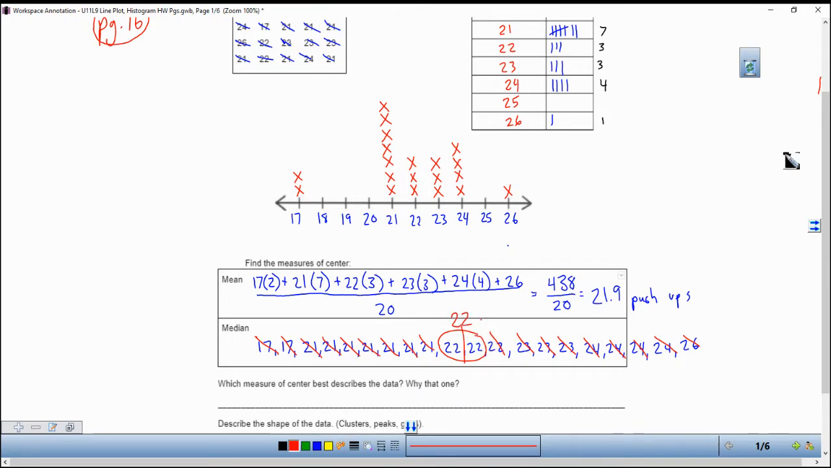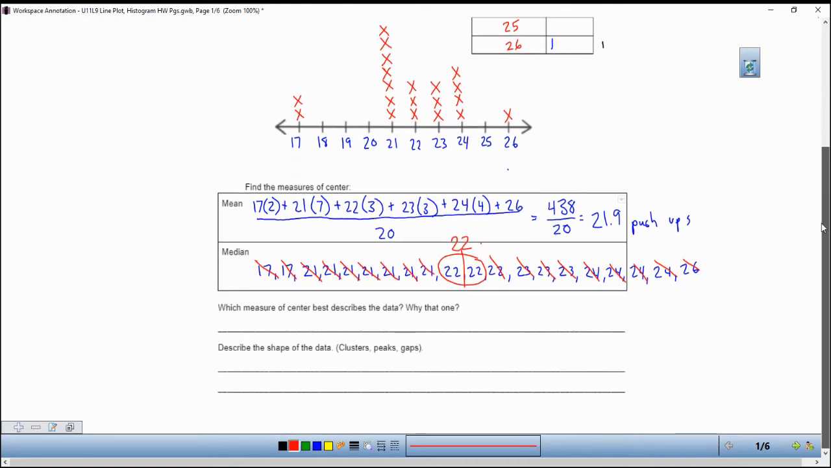Okay. So our mean and our median are very close. Mean is 21.9. Median is 22. Which measure of center best describes the data? Probably the mean, even though they're similar, and the reason is because there's no outlier. 17 seems like it's kind of far away, but 17 is pretty close to 21, and there are 2 17s, so that kind of makes a difference there. If somebody did like 1 push-up or somebody did like 100, that would be more of an outlier.